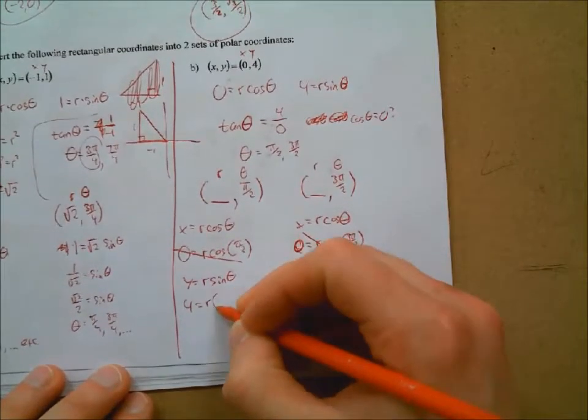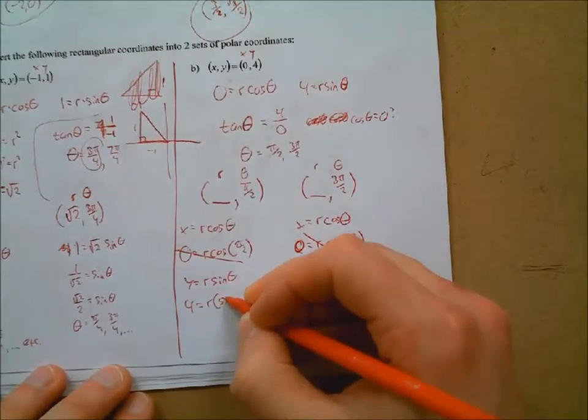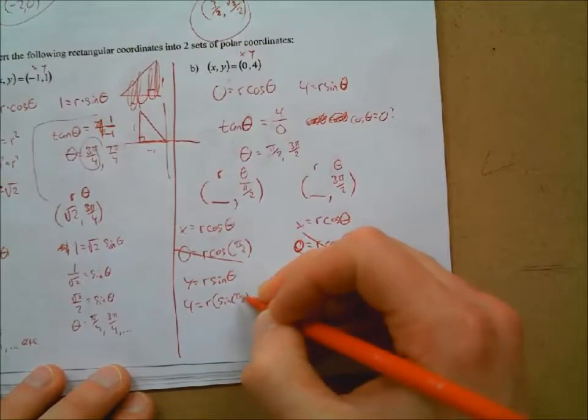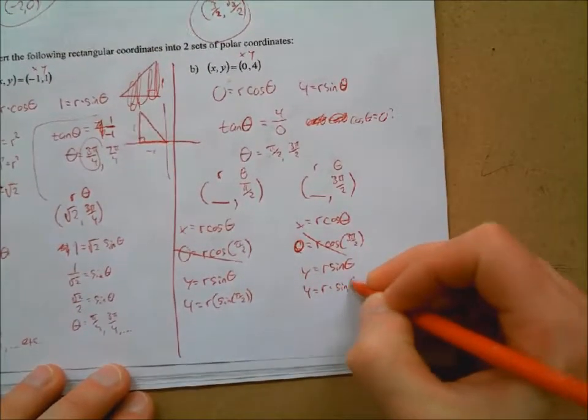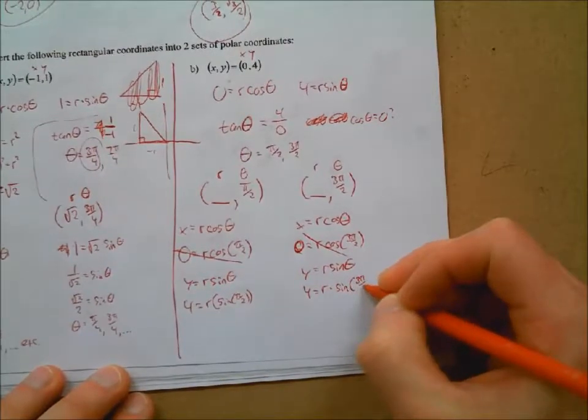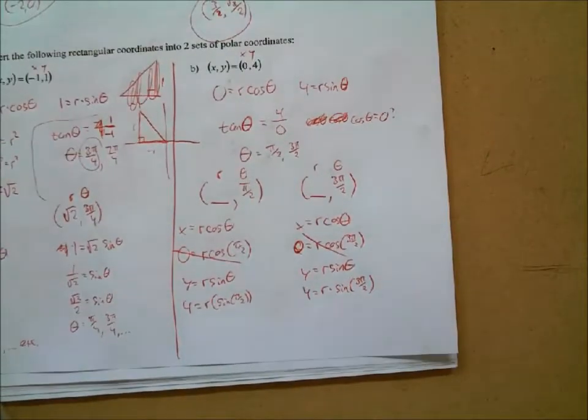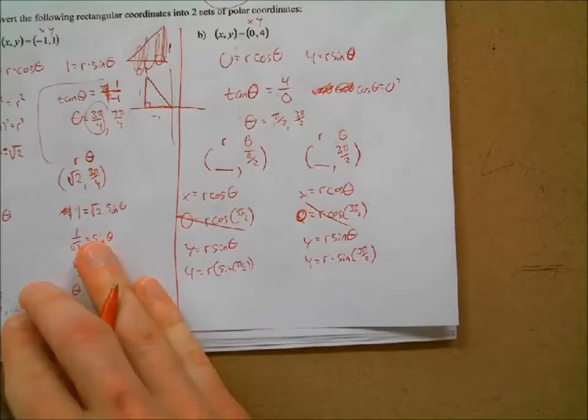All right, so the y coordinate here is 4. Okay, r times the sine. I'm putting in random parentheses now. 4 equals r times the sine 3 pi over 2.